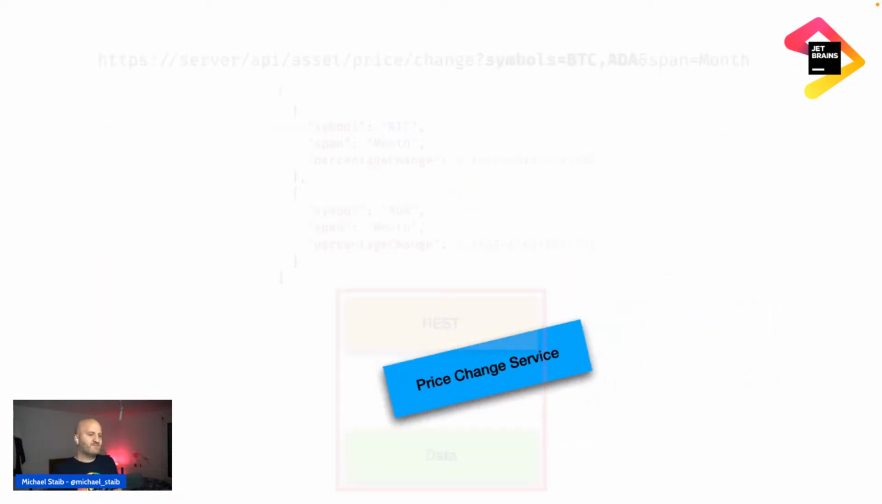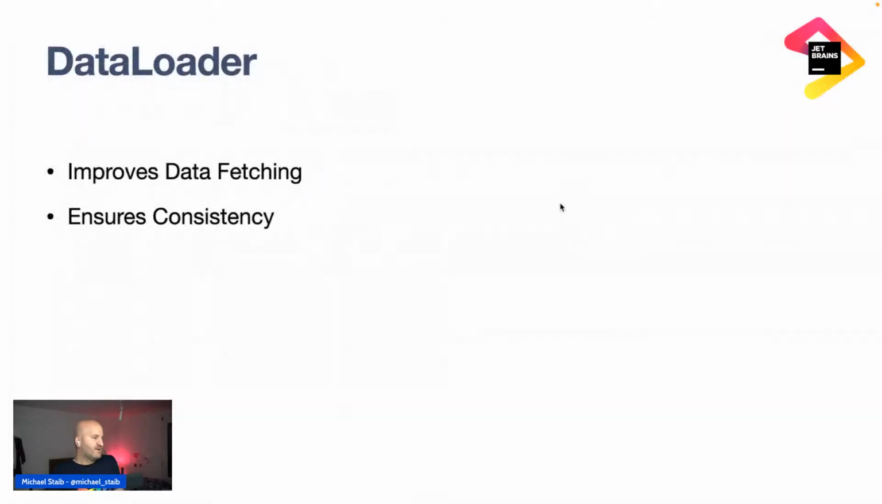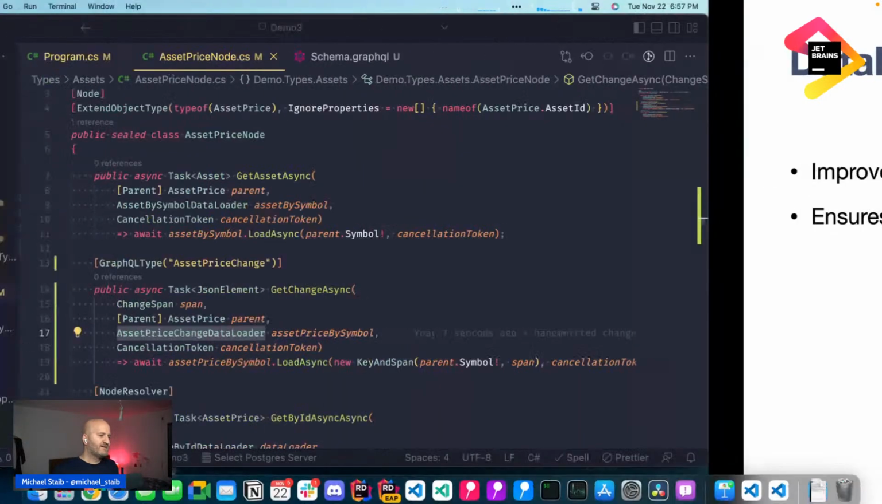So in our case, we allowed that because we essentially updated our REST API here and said, okay, we are now able to pass on symbols, multiple symbols here, for instance, the Bitcoin and the ADA, and then get multiple of these guys at once. And this improves data fetching, but also ensures consistency in a large graph where essentially it's guaranteed that data, once you have fetched it, doesn't change if you do a second fetch. Okay, let's have a look at that.